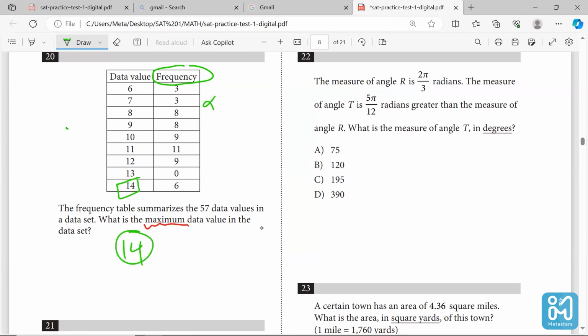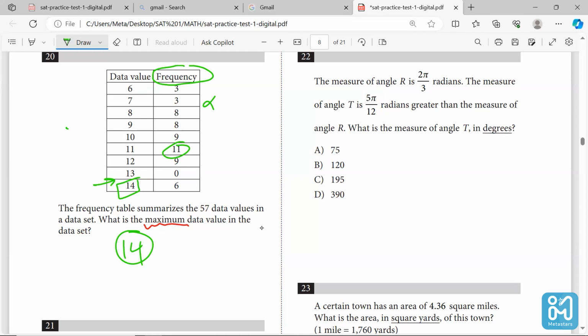Any question? Right. If I ask you what is the maximum frequency, the answer is going to be what? 11. So focus on the question. Am I talking about data or am I talking about frequency? So my answer is going to be 14.